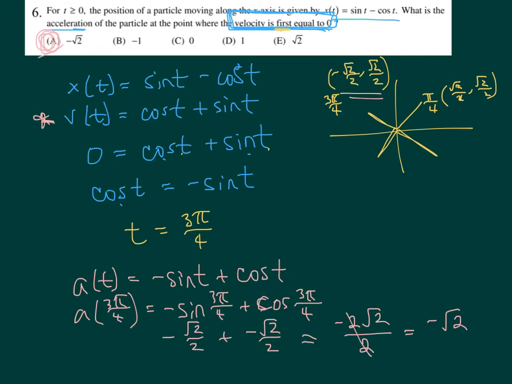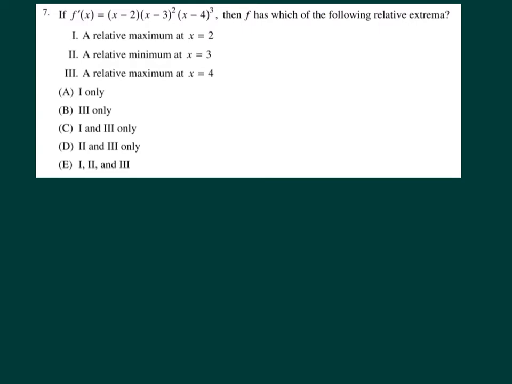All right, good job. Okay, if f prime is equal to x minus 2 times x minus 3 squared times x minus 4 cubed, then which of the following is the relative extrema? Okay, and they give us choices. You notice they give us a relative max, relative min, relative max at x equals 2, 3, and 4. Why is that? Well, because if you look at what we are given, we're given the first derivative. We don't have to solve for it.